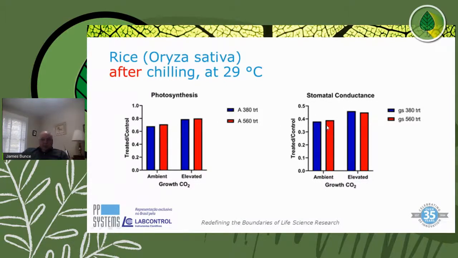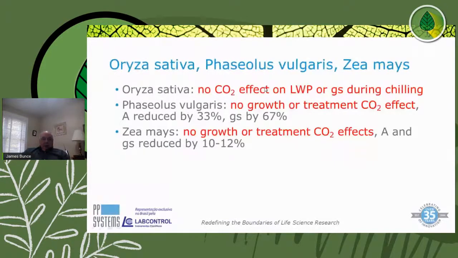And the same is true in stomatal conductance in this case. There was a larger reduction in stomatal conductance when the treatment was applied to plants grown at ambient CO2, regardless of whether the treatment itself was at 380 or at 560. So we did also look at Phaseolus and Zea mays, and talking now about water potential and stomatal conductance during the chilling events. In rice, there was no CO2 effect on either leaf water potential or stomatal conductance during the chilling event, in spite of the fact that, in the previous slide, we saw that the reduction after the chilling event was greater in ambient plants.